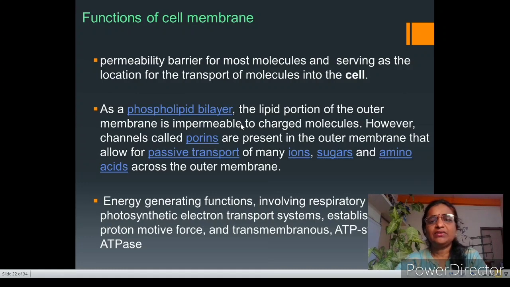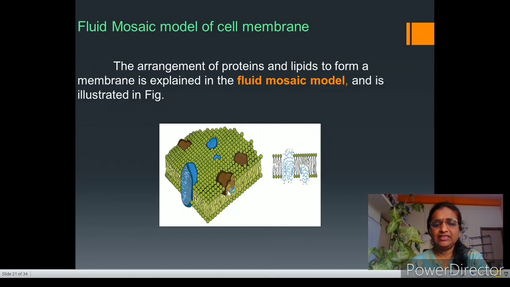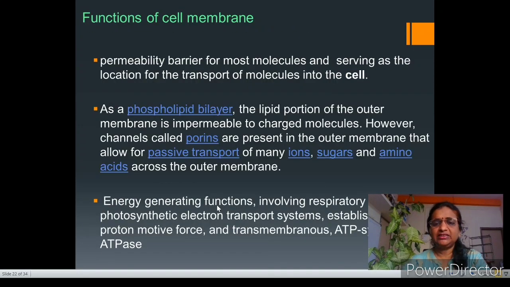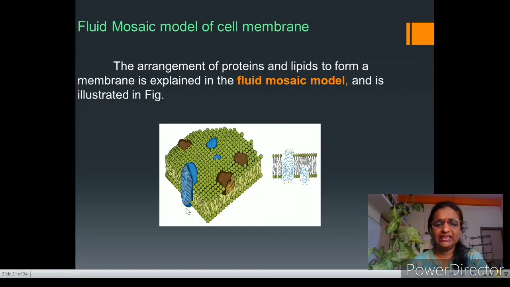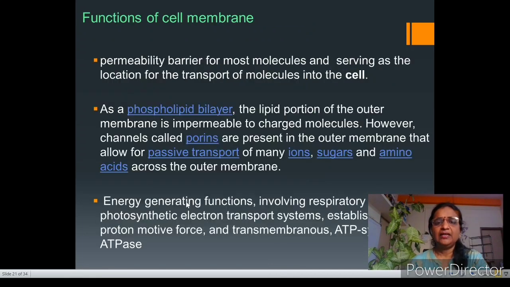Second function: as the phospholipid bilayer forms the cell membrane, this lipid portion of the membrane is impermeable to charged molecules. As we studied in this structure, this lipidic portion is impermeable to charged molecules, but these porin proteins form channels through the cell membrane. These porin proteins present in the cell membrane act as pores or channels for the passive transport of some ions, sugars and amino acids across the membrane. So that is another function.